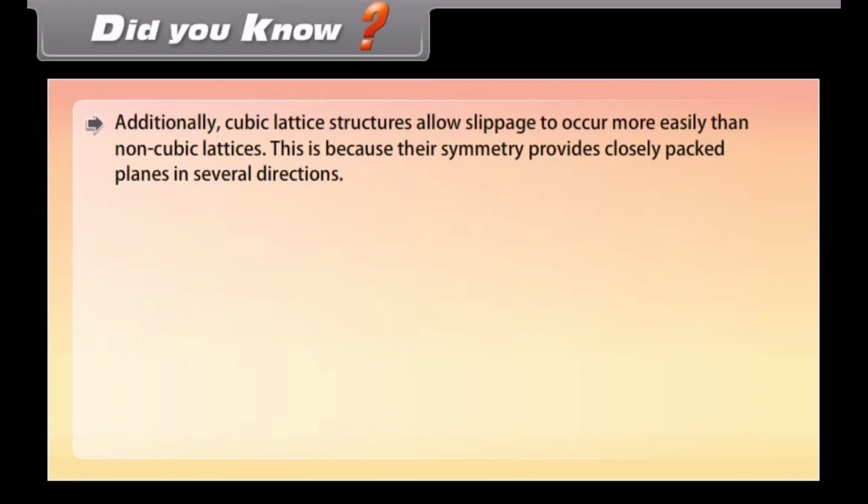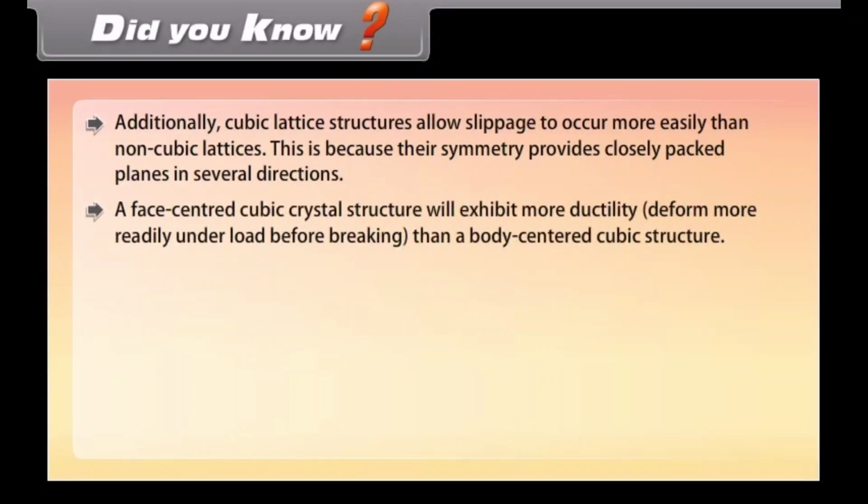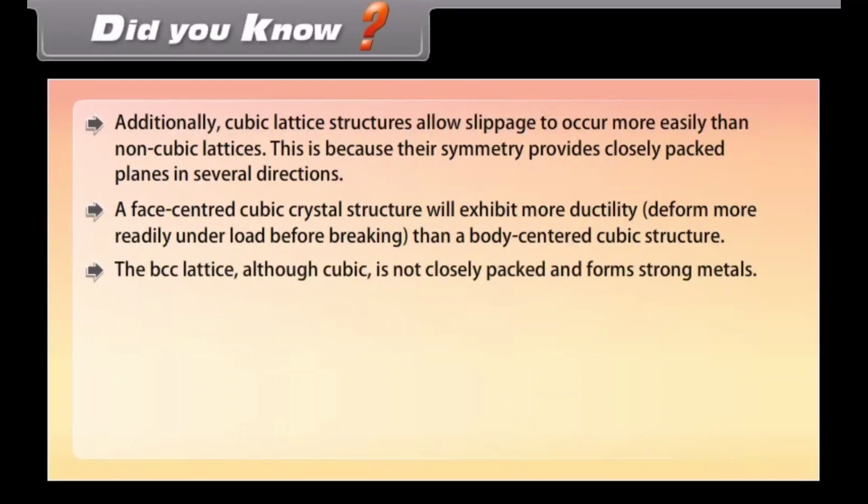Did you know? Cubic lattice structures allow slippage to occur more easily than non-cubic lattices. This is because their symmetry provides closely packed planes in several directions. A face-centered cubic crystal structure will exhibit more ductility, deforming more readily under load before breaking, than a body-centered cubic structure. The BCC lattice, although cubic, is not closely packed and forms strong metals.